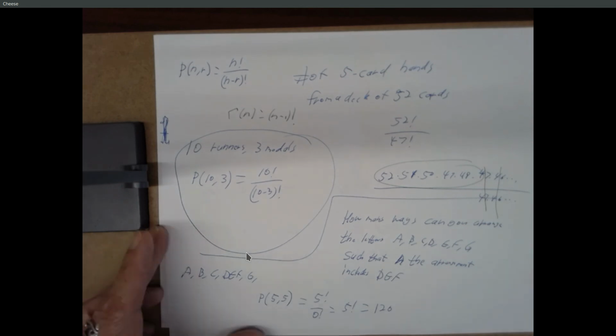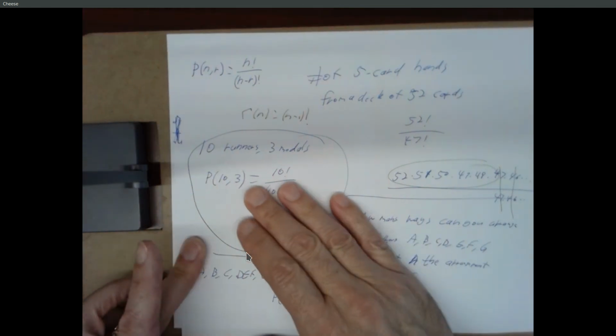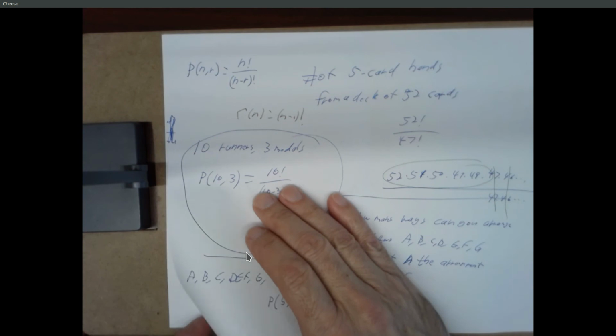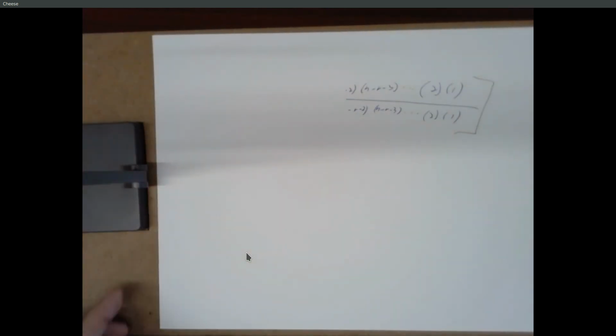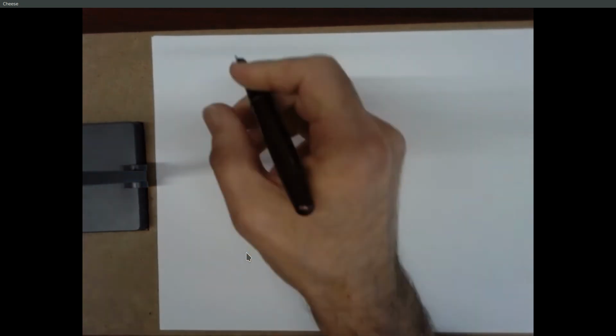All right, so 0 factorial is equal to 1. That's all you really need to know for this course. But there's other stuff there. Okay, so those are permutations. The extension of this is combinations.